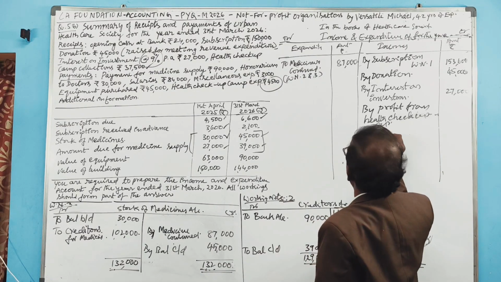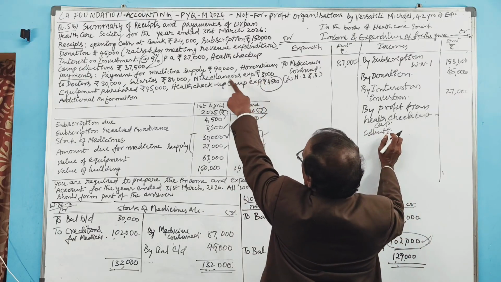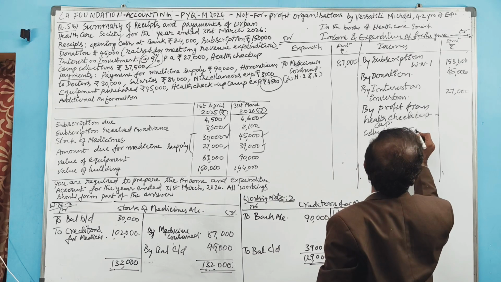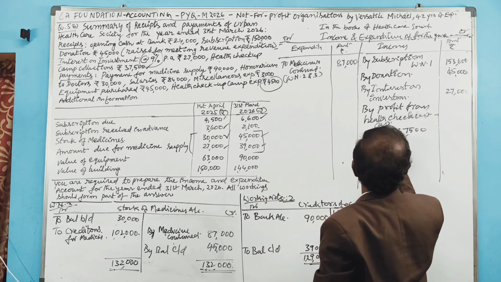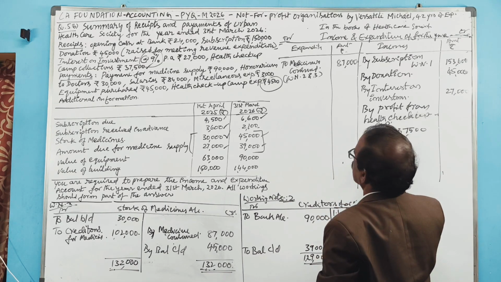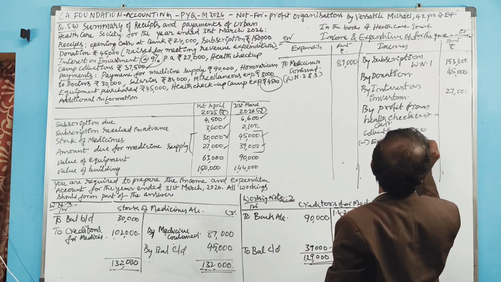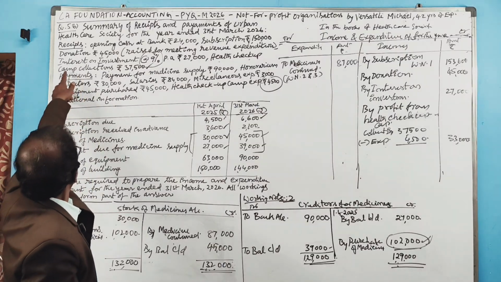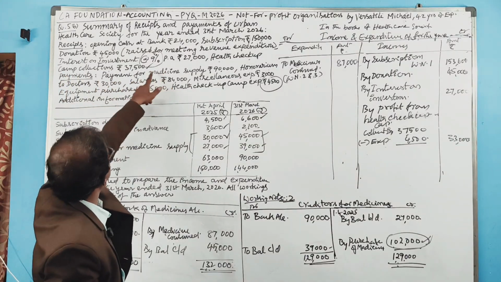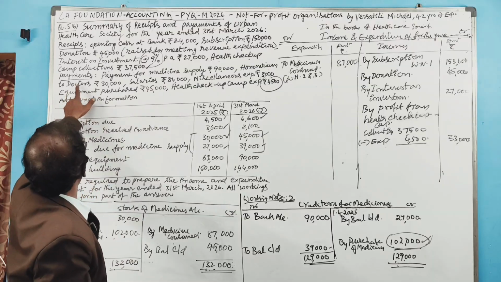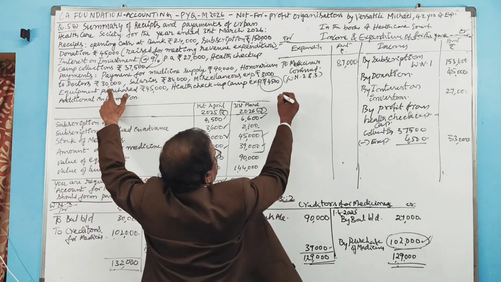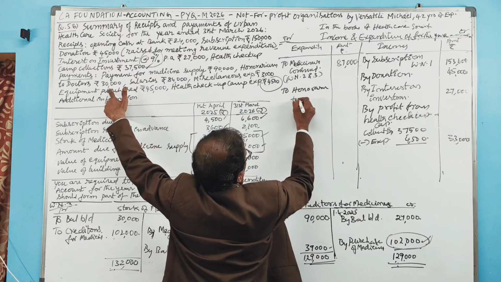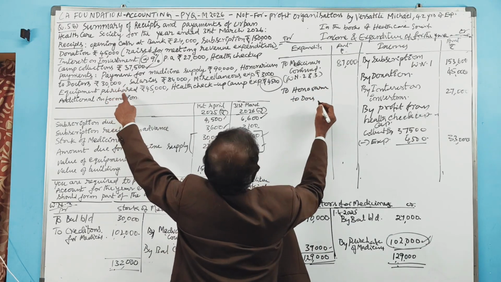Collection is how much? 37,500 minus expenses 4,500, 33,000. Now, let us check the remaining items. Honorarium to doctors. This is an expense. Debit side. Honorarium to doctors. How much is that? 30,000.